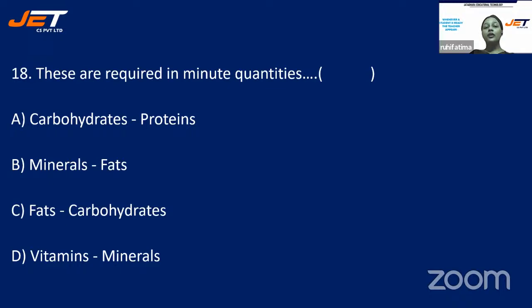These are required in minute quantities. Minute quantities means what? Very, very small quantities. Option A is carbohydrates or proteins, minerals or fats, fats or carbohydrates, vitamins or minerals, vitamins and minerals. So here we have pairs. Tell me which answer is correct. Good going, students. The correct answer is vitamins and minerals.